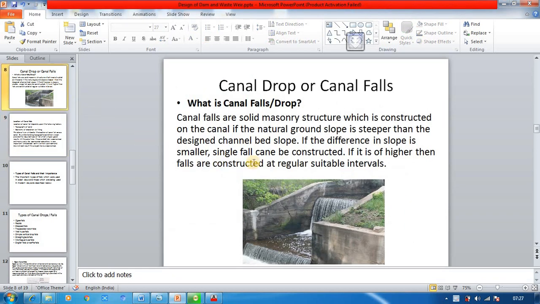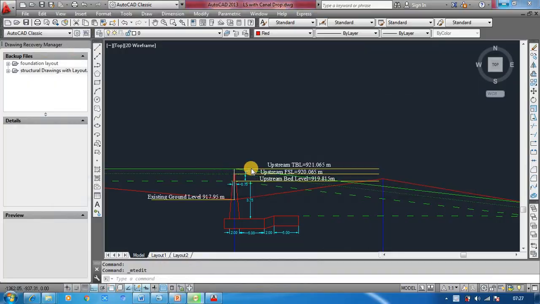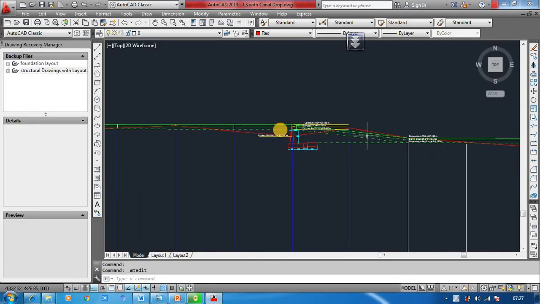Hello everyone. So in this session I will be explaining the design of canal drop. First of all, you should know what I mean by the canal drop. Canal drop is a structural irrigation structure which is provided whenever there is a sudden change in the bed slope of the alignment of the canal.